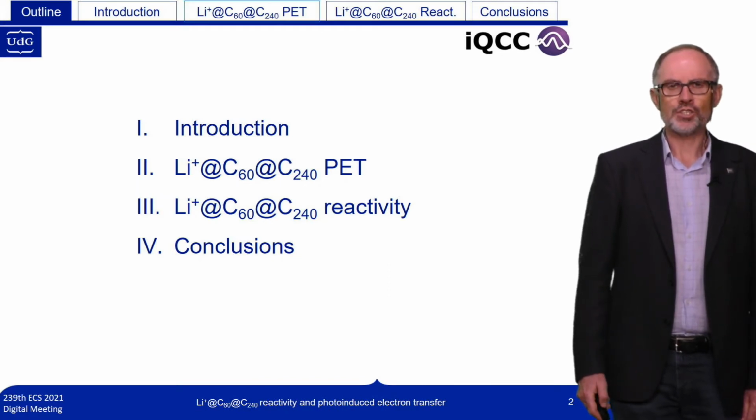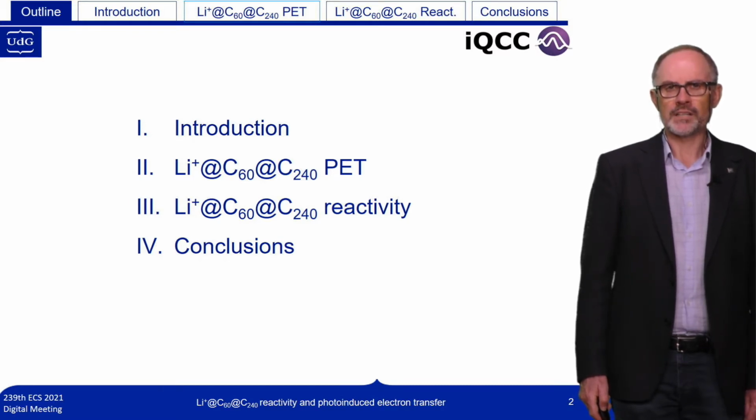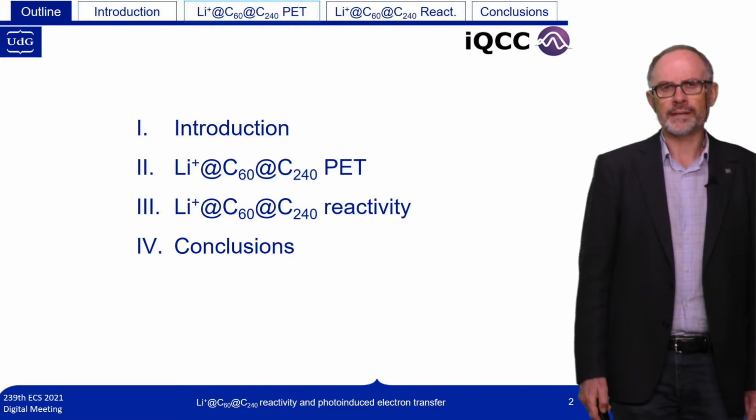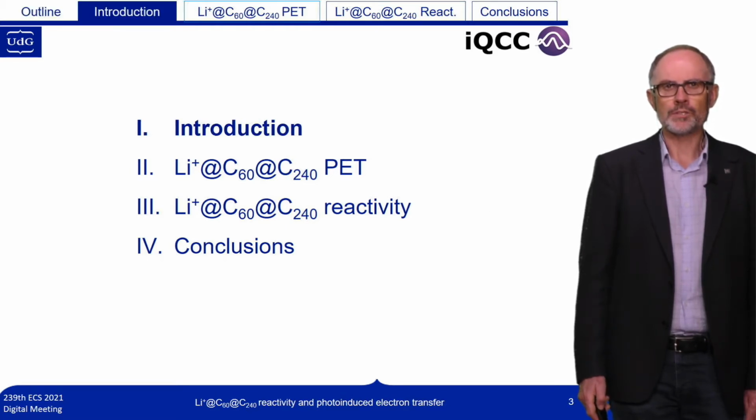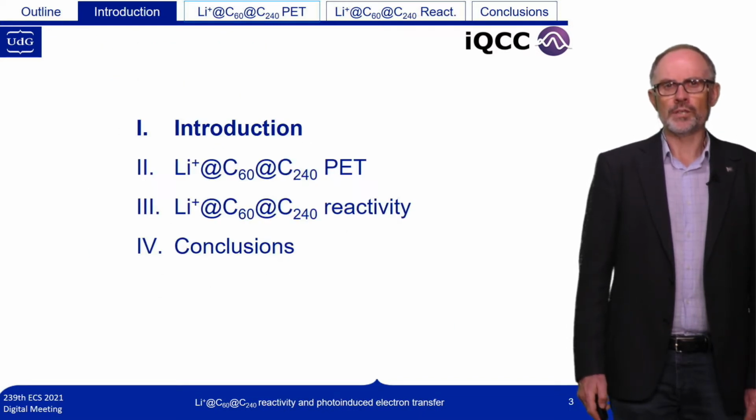After an introduction, I will discuss the photoinduced electron transfer processes in the smallest carbon nano-onion, C60@C240, and its lithium-plus-doped counterpart. Then I will present the results we obtained on the reactivity of this species, and I will finish with some conclusions. So let's move to the introduction.